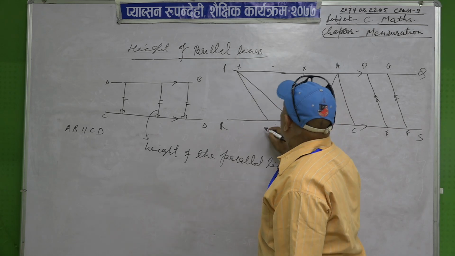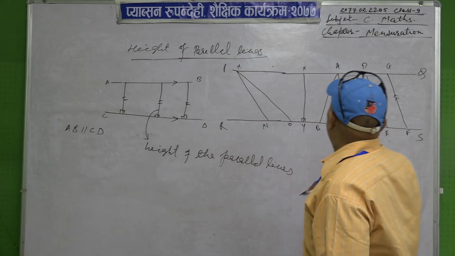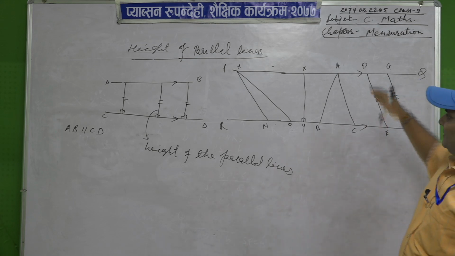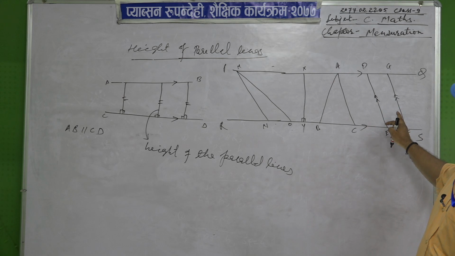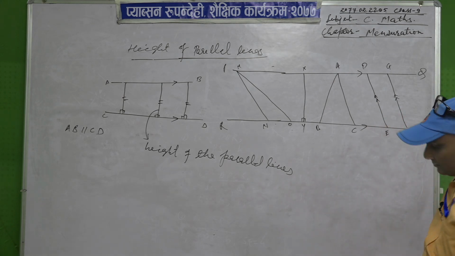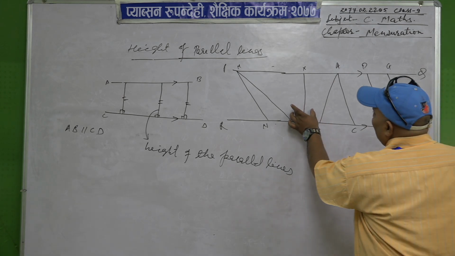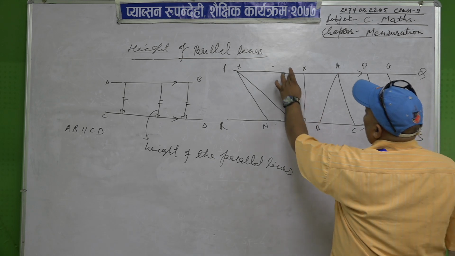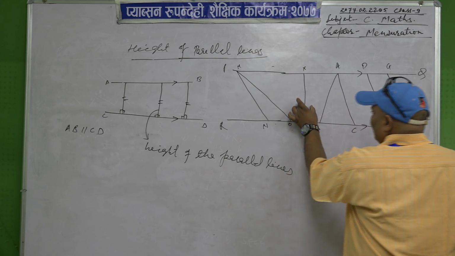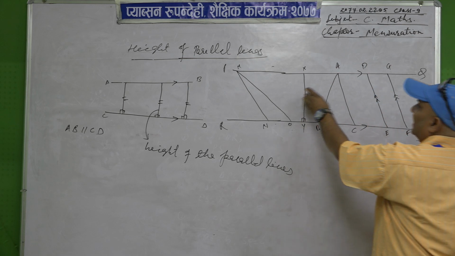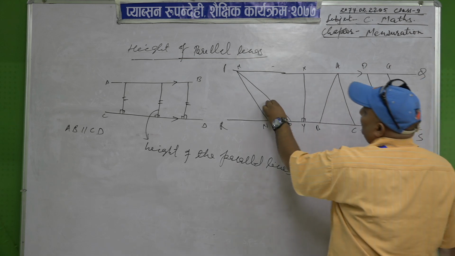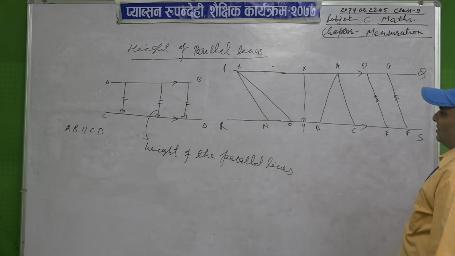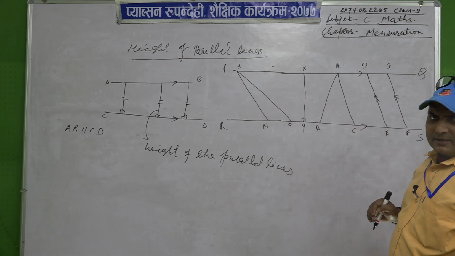Suppose M, N, O. There are three figures in between the parallel lines: these triangles and this parallelogram. This height is the height of the parallel lines. That's why this height is the height of this triangle also, this parallelogram also, and this triangle also, or any other figure which is inside the parallelogram.